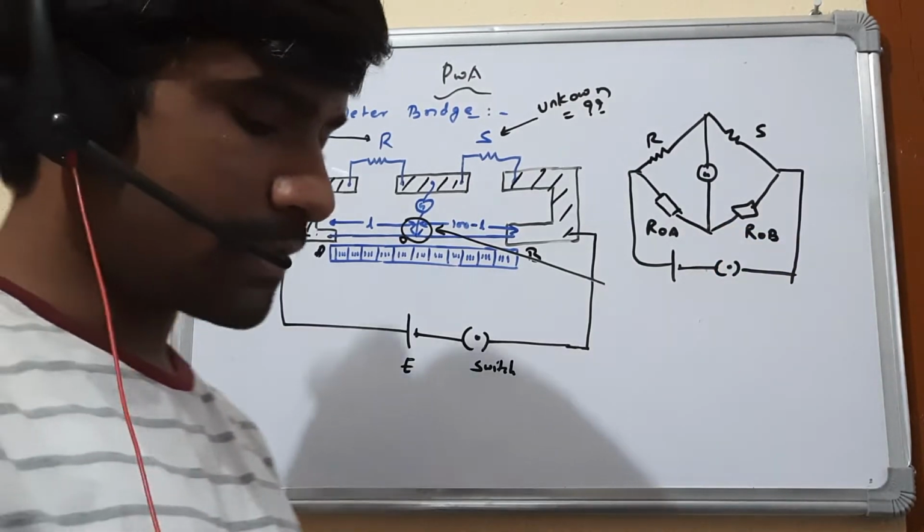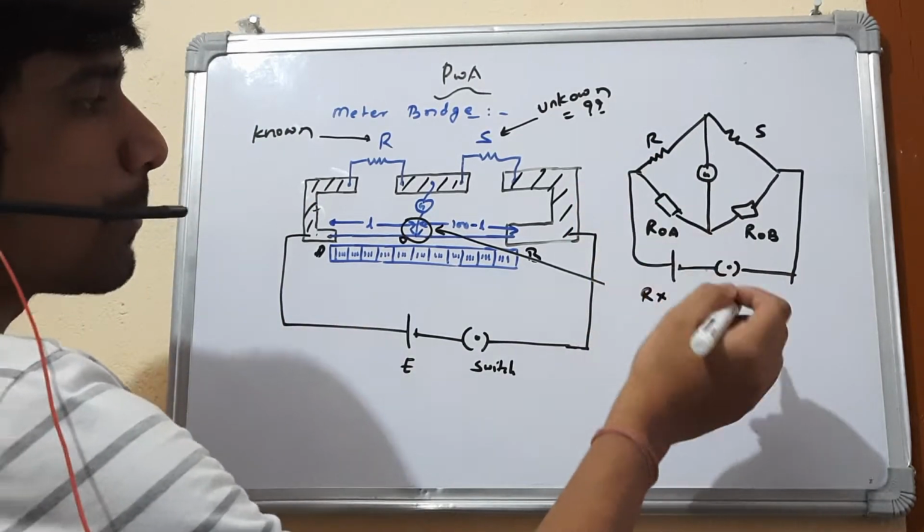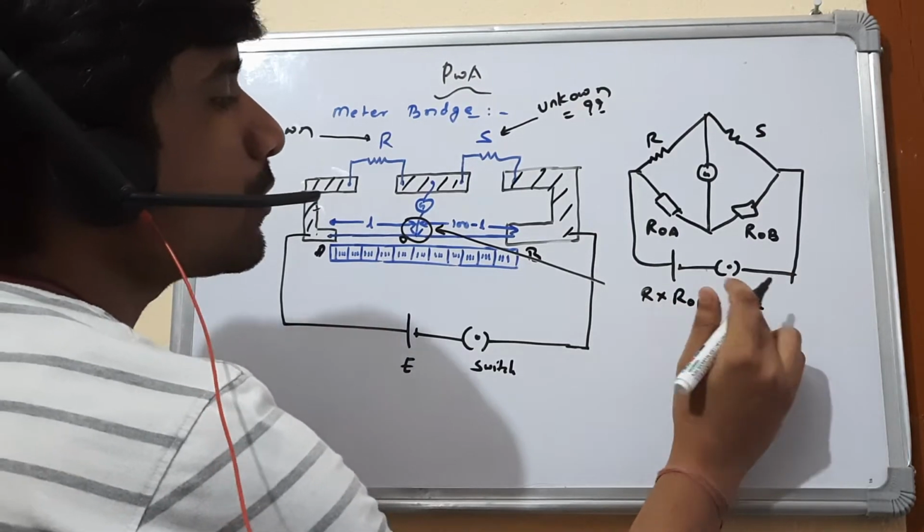So what is the principle? What is the equation we know? We know that the products of the opposite resistors are equal. R into ROB equals S into ROA.